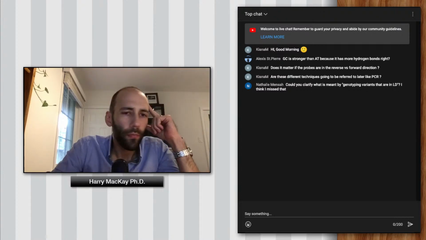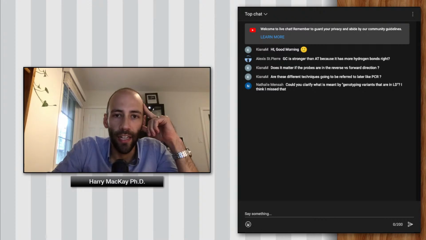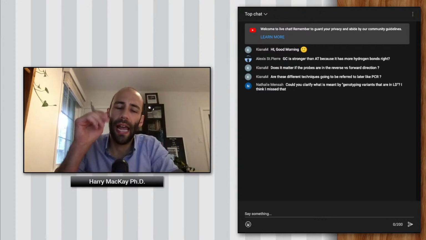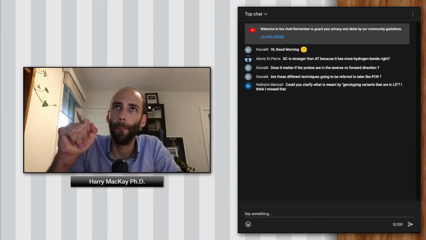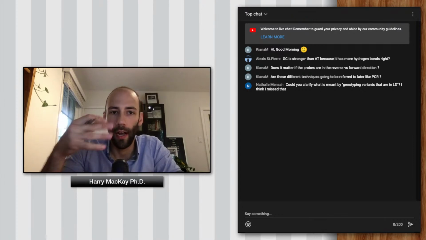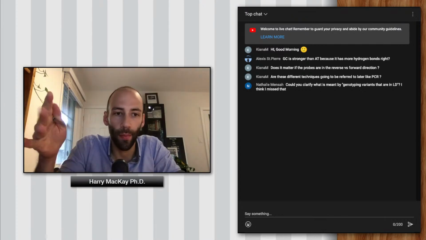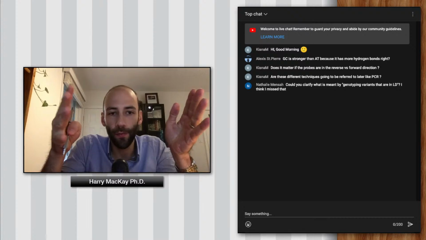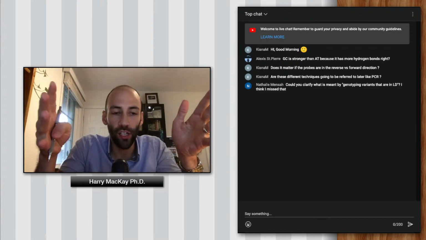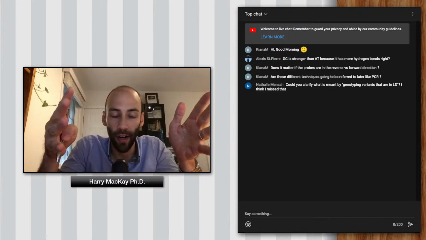Yes. So LD means linkage disequilibrium. And the basic idea is this. During crossing over, as part of meiosis, as I talked about, the different chromosomes exchange pieces that are homologous to one another.